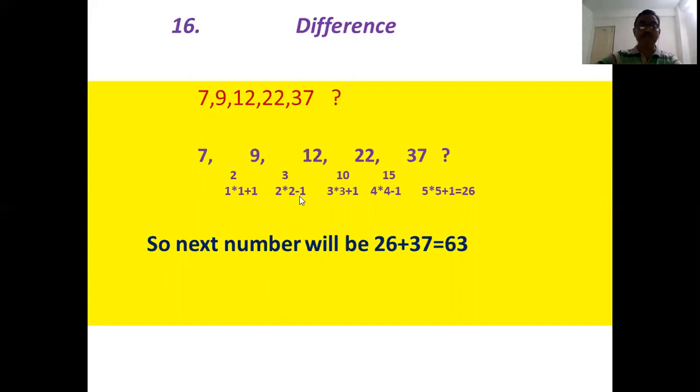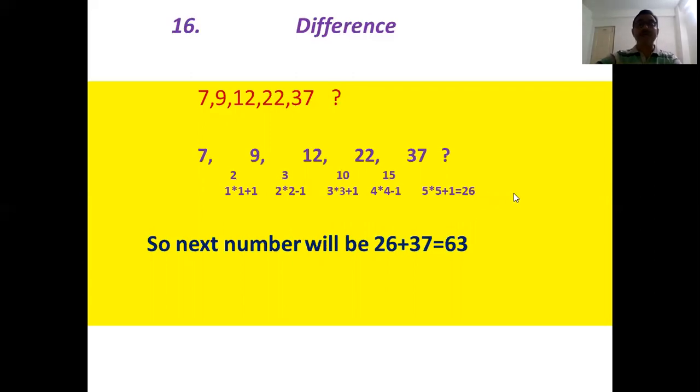3, 2 square minus 1 would be 3. The next number would be 3 square plus 1. The next number would be 4 square minus 1. So this number is increasing one by one: 1 square, 2 square, 3 square, 4 square. But first we are adding 1, then subtracting 1, adding 1, subtracting 1. The next number would be 5 square plus 1. That would be 26.